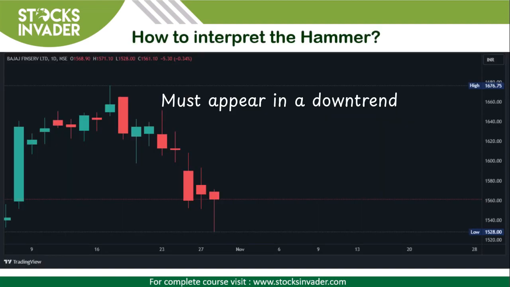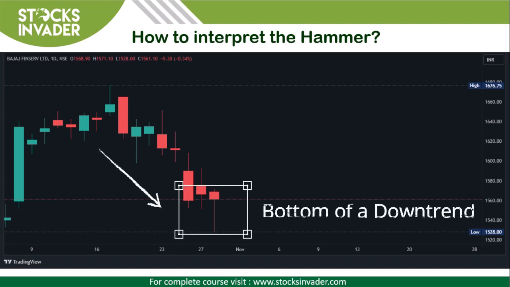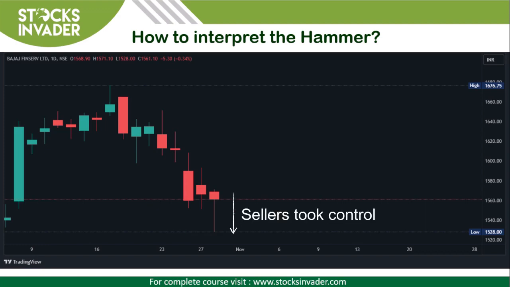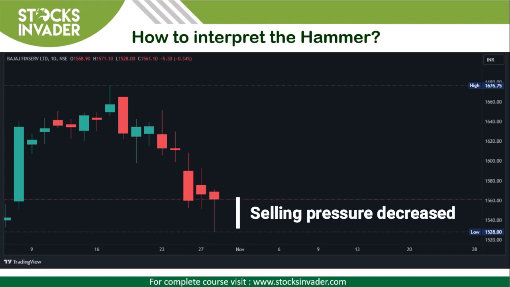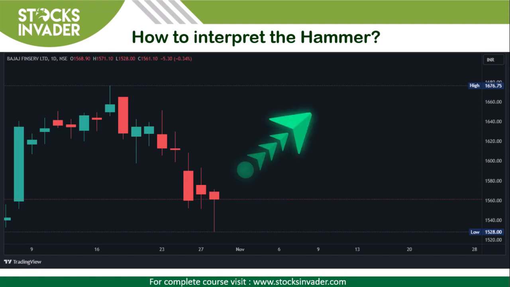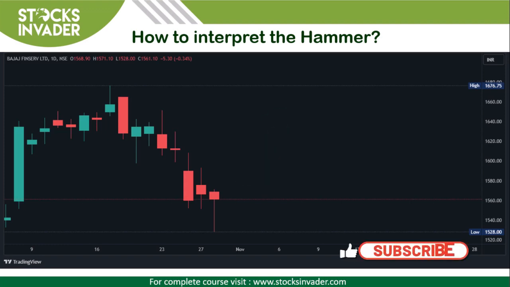So here's how you interpret the hammer pattern. When you spot a hammer at the bottom of a downtrend, it tells a story of a trading session where sellers initially took control, driving the prices down. However, by the close, buyers managed to push the prices back up, closing very near to the open. This battle indicates that selling pressure is starting to decrease and a bullish reversal may be on the horizon.